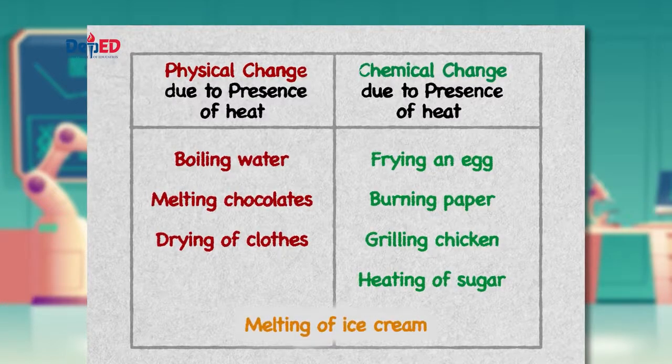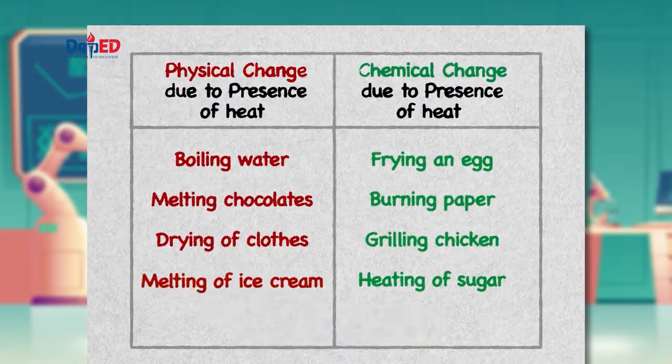8. Melting of ice cream. It changes its shape and state. When refrigerated, it solidifies. Therefore, it's reversible. Is it physical or chemical change? Answer, physical change.